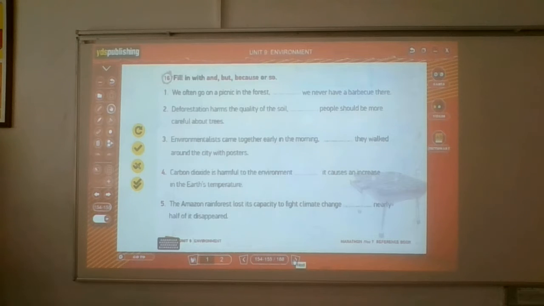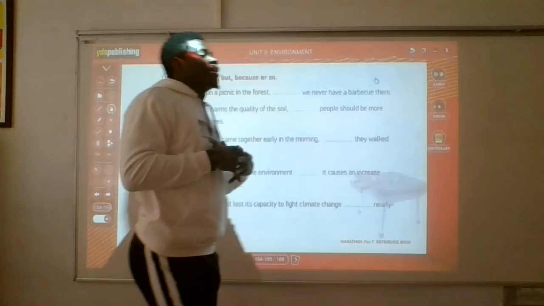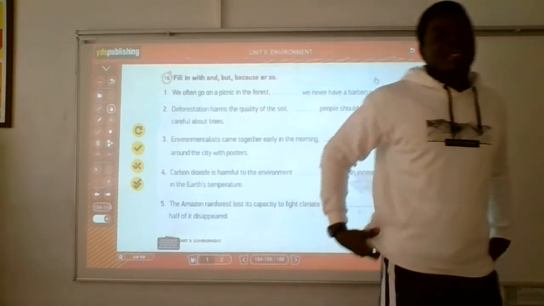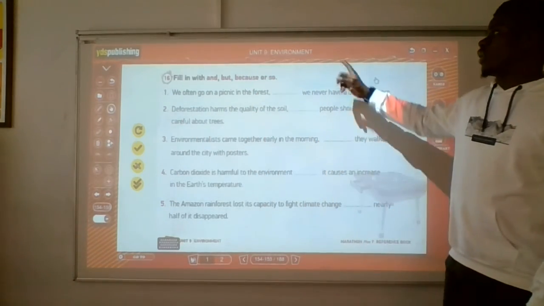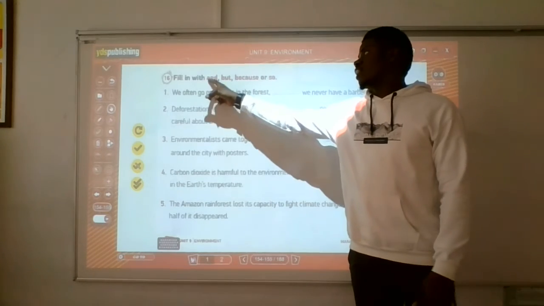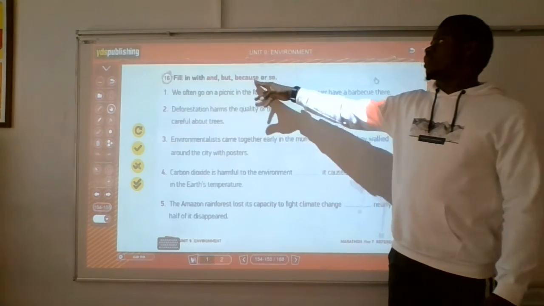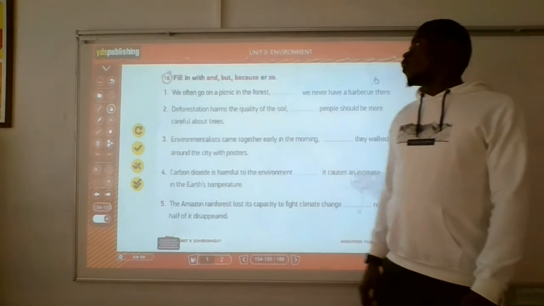Fill in with and, but, because, or, so. Guys, all these are connectors. We call them connectors. What does connectors mean? Connectors means balance. Okay? Connectors means balance. And, but, because, or, so.